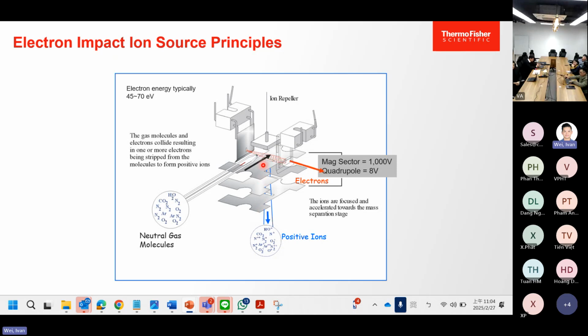Once the ionized fragments of our sample gases are produced, they will go through our next step, which is the mass spectrometer, where we filter the sample.